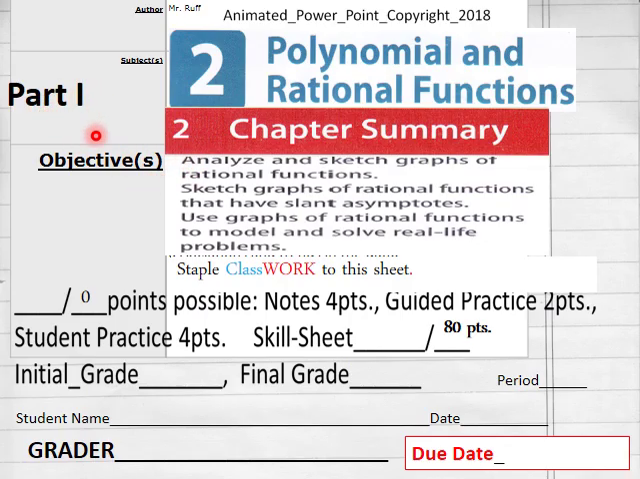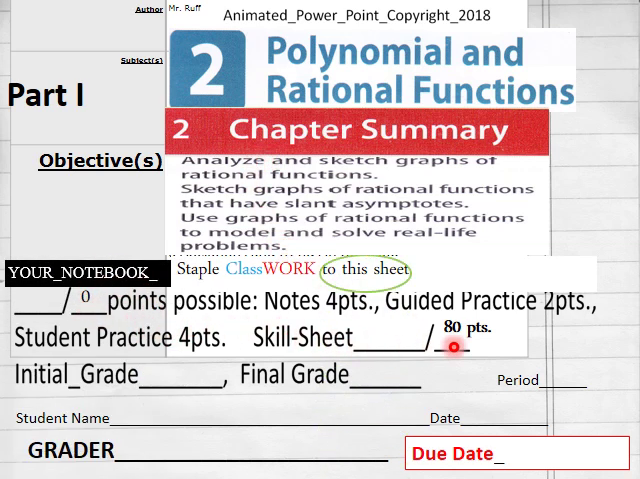And today, part 1, chapter 2 summary. You have 0 points here for notebook taking, and you've got 80 points here on your classwork sheet.